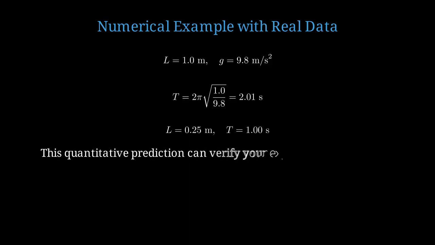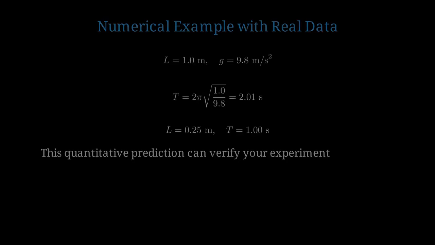These quantitative predictions allow you to verify if your experiment was done correctly. If your measured periods are way off from these calculations, something went wrong with your controls. Now let me give you a systematic procedure for designing any experiment.